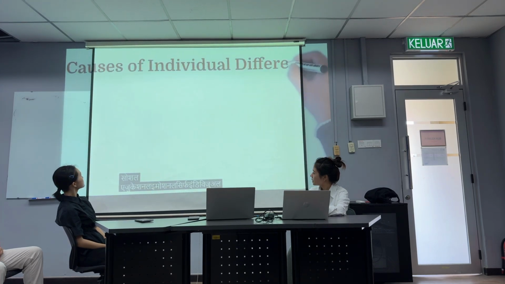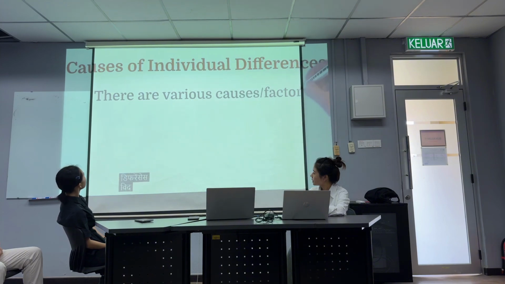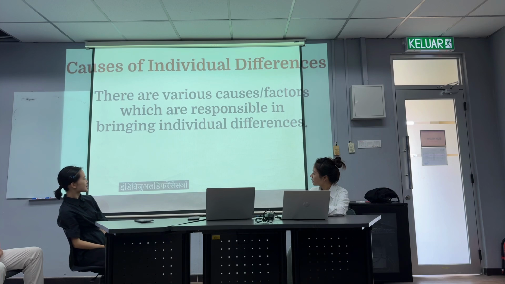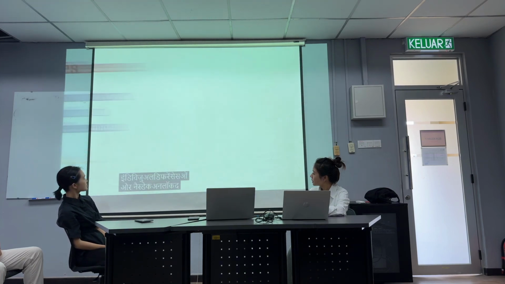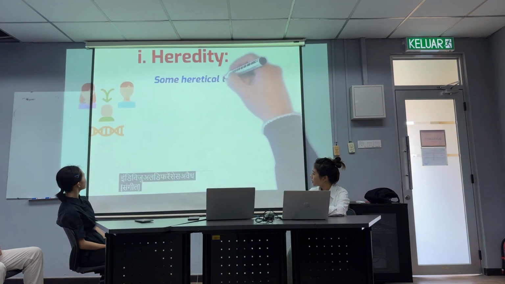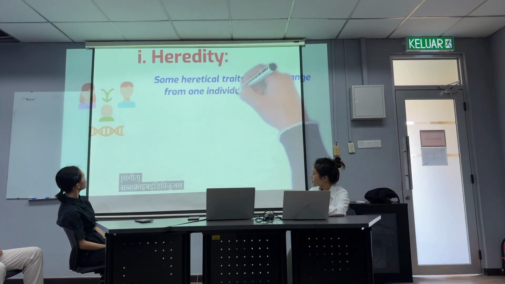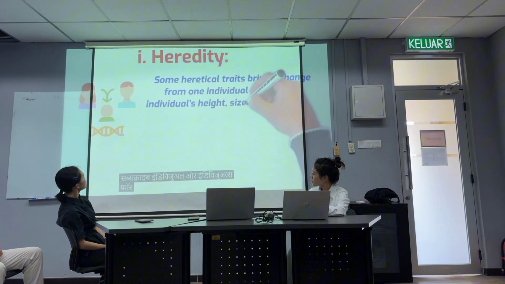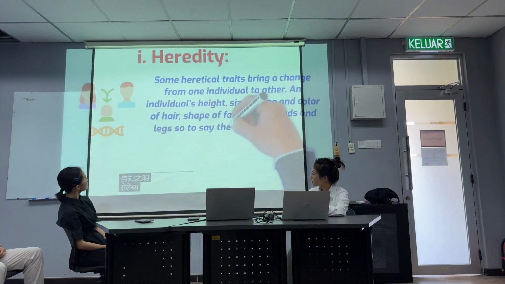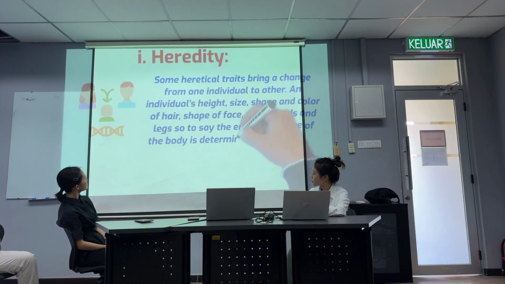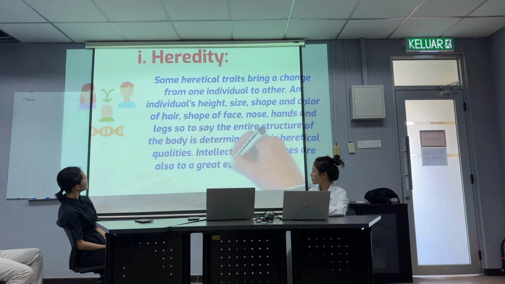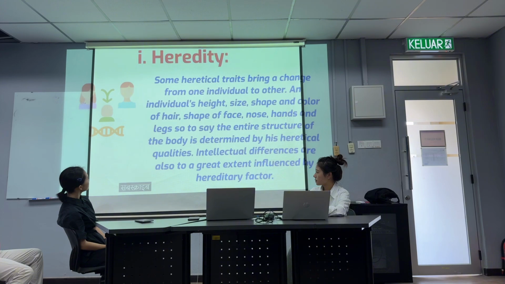Causes of individual differences. There are various causes or factors which are responsible in making individual differences. Let's take a look. The first factor of individual difference is heredity. Some hereditary traits may have changed from one individual to another. An individual's height, size, shape and color of hair, shape of face, nose, hands and legs, so we say the entire structure of the body is determined by its hereditary qualities. Intellectual differences are also to a great extent influenced by hereditary factor.